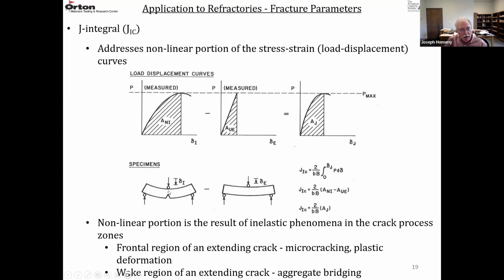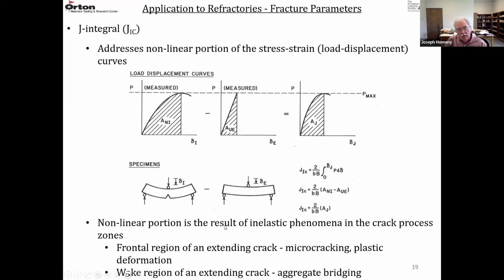It's a pretty simple measurement. You take a sample with a notch, just like we do for K1C, and you generate a load displacement curve. So this is load and this is delta. You have a stable situation where you have a maximum and then you start to decrease the load as the crack extends. You then take an unnotched specimen and you load it to this Pmax right here. So this is the total energy, elastic and inelastic. This is the elastic energy, the difference here is J1C.